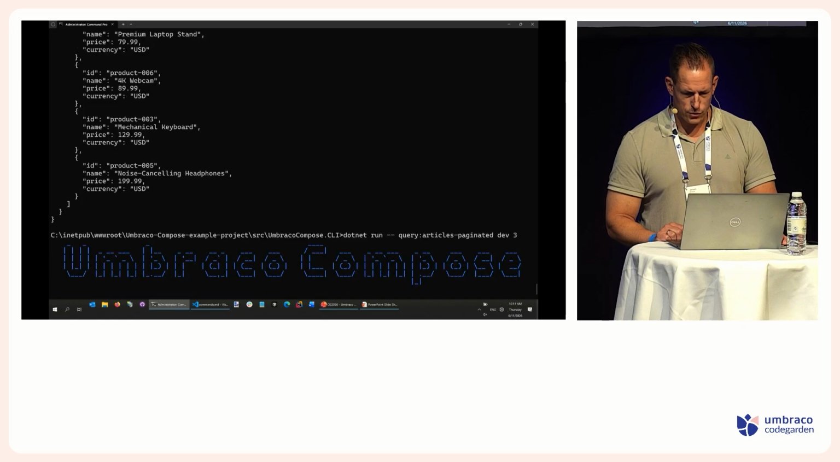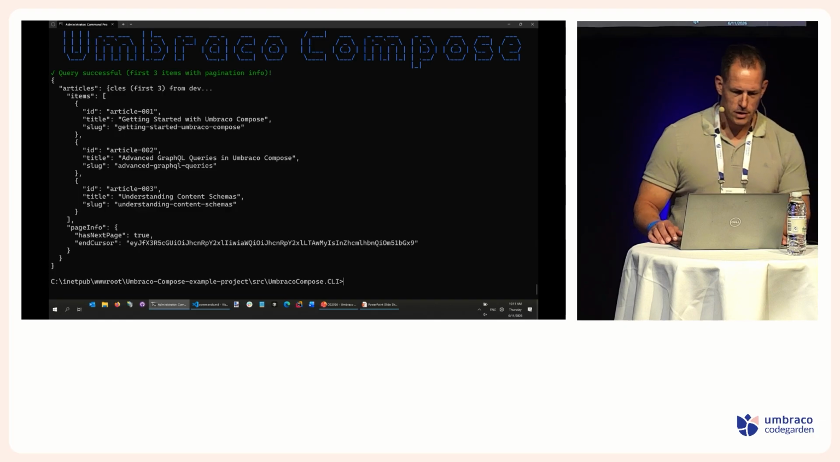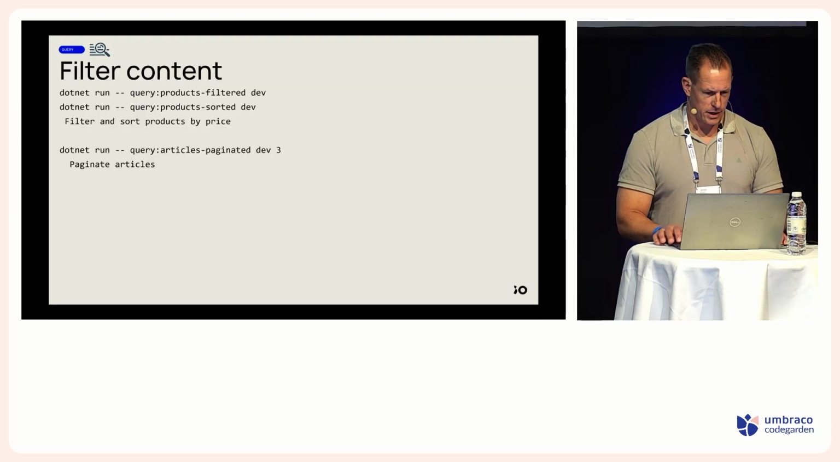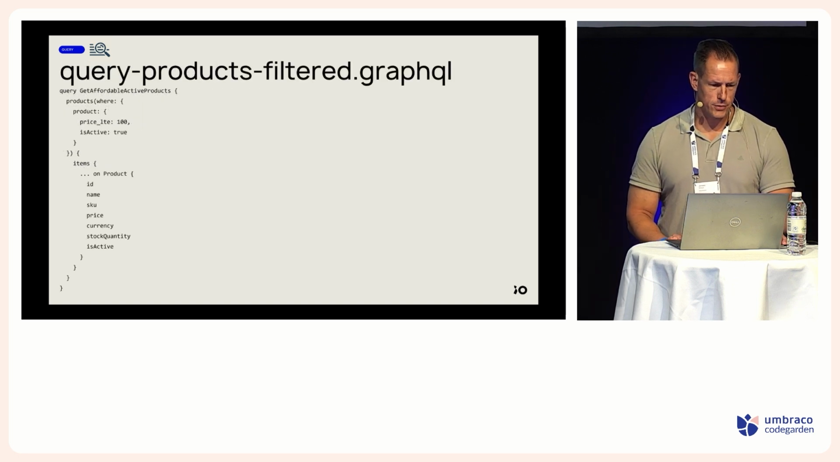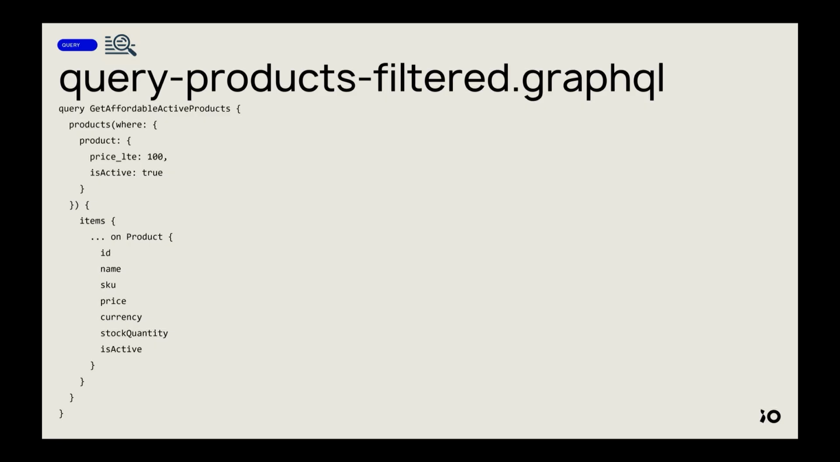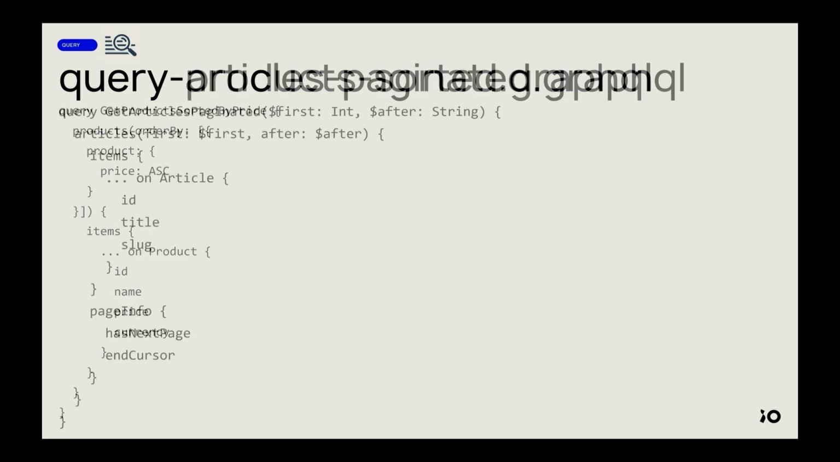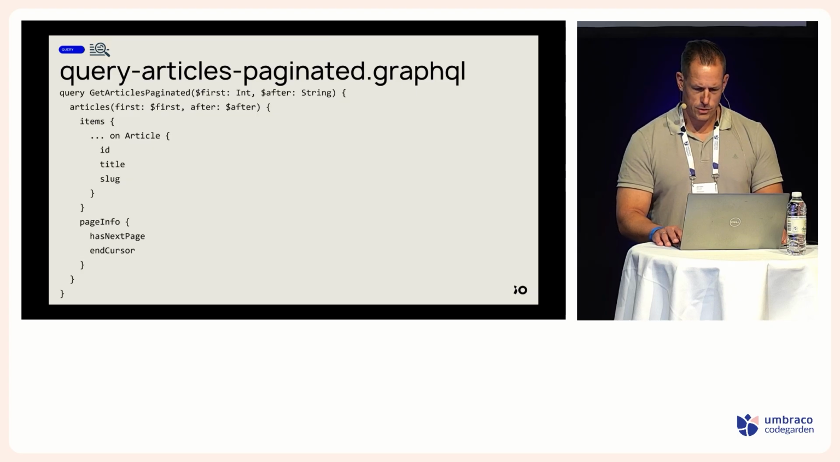And finally, we can also do some pagination, so that we get 3 articles back with page info, showing that there are still multiple products that we can get. So this is the filtered GraphQL query. On products, we say that we don't want to get any products above 100. For the sorting, here we can say, okay, give me all the products sorted by price. And for the pagination, here we can just say, okay, with the page info has next page. That's how it all works.